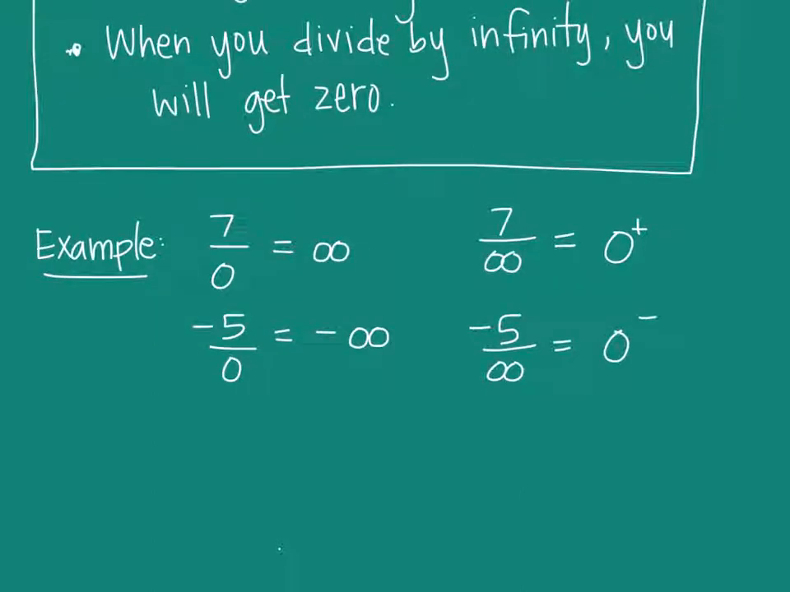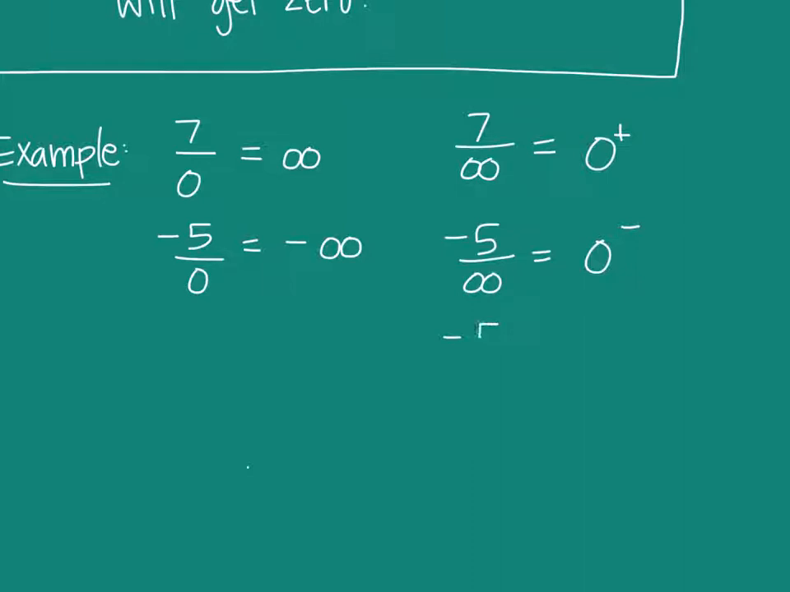Okay, so your question, if I'm hearing you right, if I have negative 5 divided by negative infinity, then positive 0? Correct. Okay, good. Good. All right, so just so we're thinking about that.